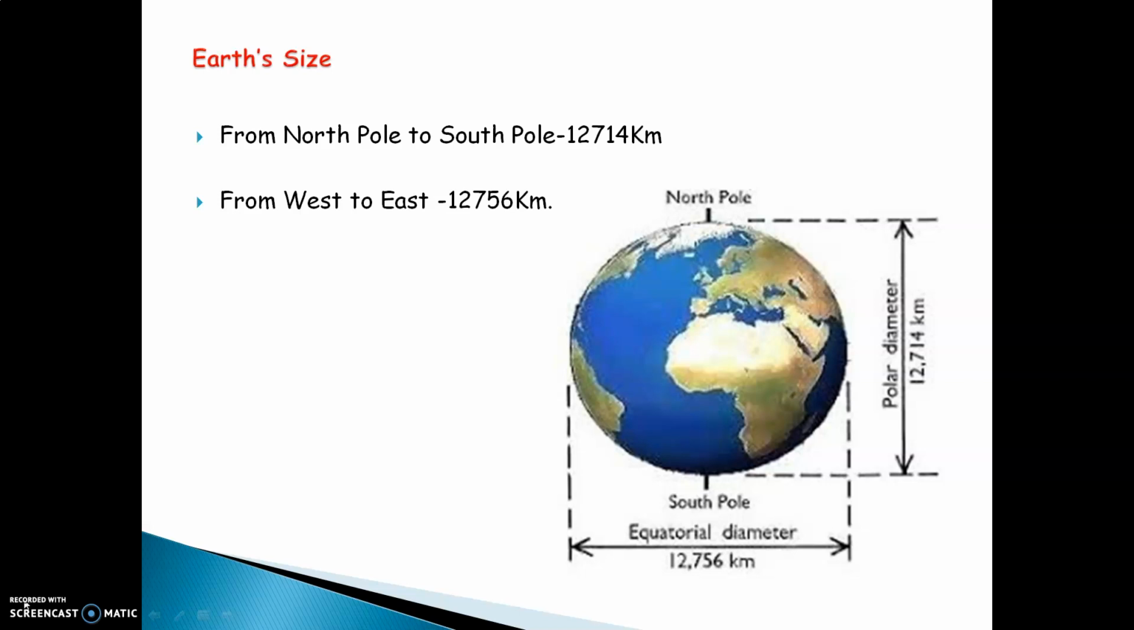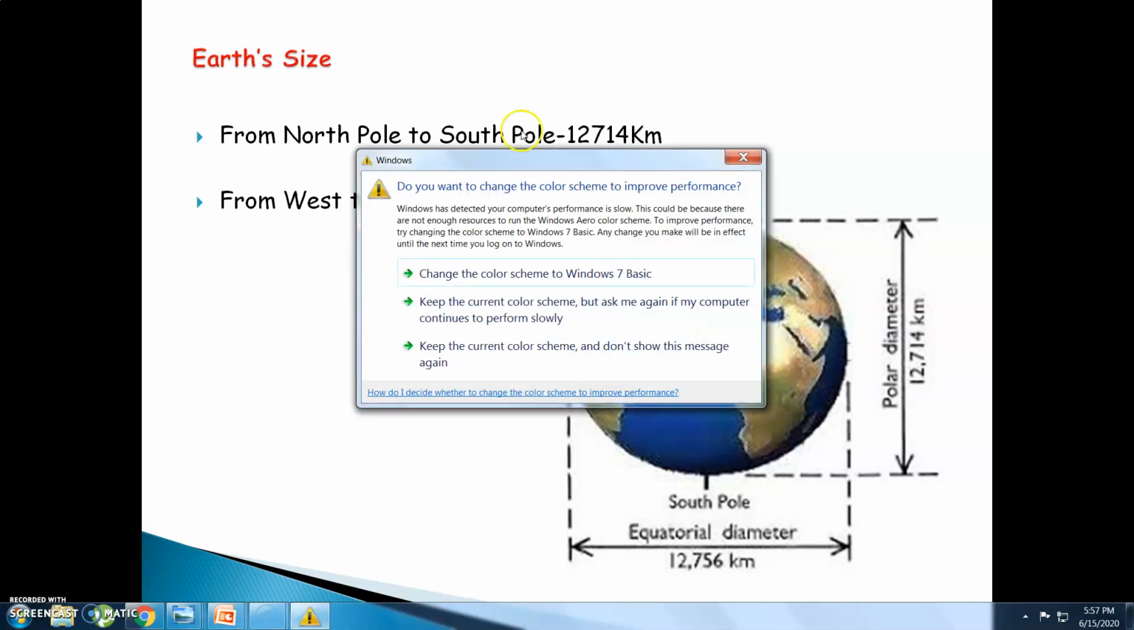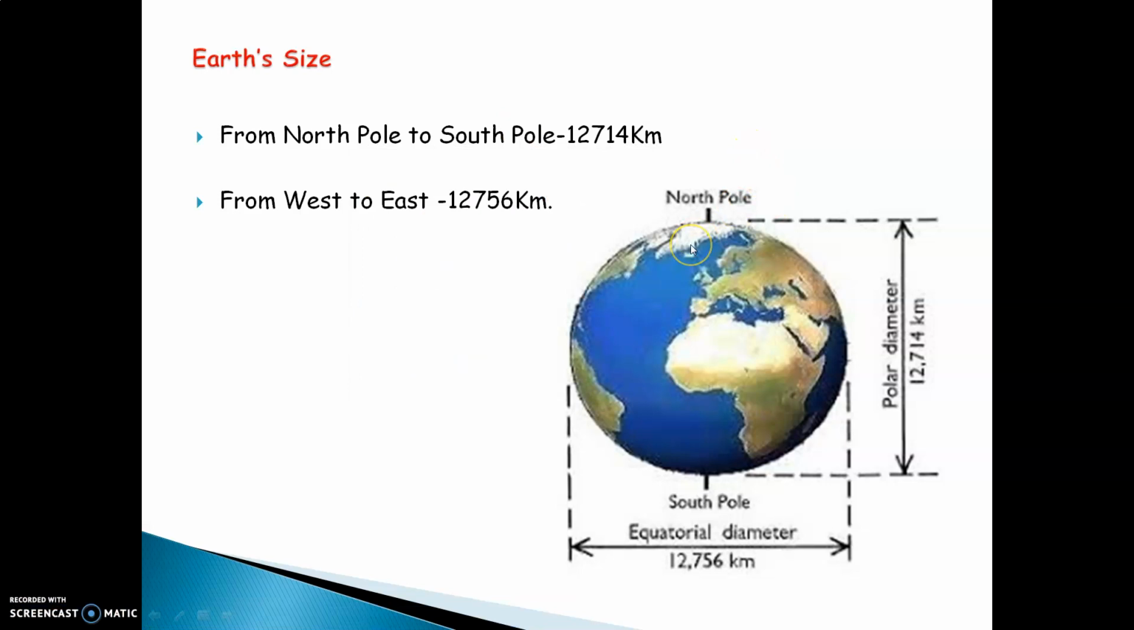12,756 kilometers. In this diagram, you will learn that the distance from west to east is more as compared to the distance from north to south. And that is the reason the shape of the earth is oval, because the distance from west to east is more as compared to the distance from North Pole to South Pole.